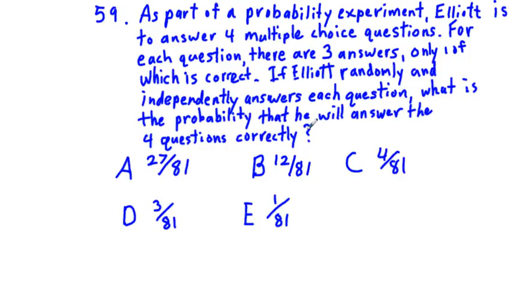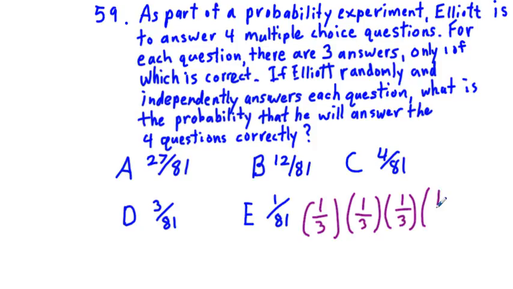Okay, 59. As part of a probability experiment, Elliot is to answer four multiple choice questions. Well, you have 3 answers, and so you have 1/3 for that first question, 1/3 for the second question, 1/3 probability of getting the third question right, and 1/3 probability for the last one. If you multiply all this together, you get 1 in the numerator and 81 in the denominator. Your only answer choice here is E.